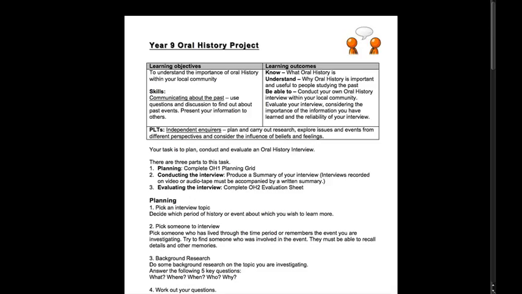This is the guidance presentation for the Year 9 Oral History project, the extended project that students will undertake in the spring or summer term of Year 9. The learning objectives and the learning outcomes are listed here below.